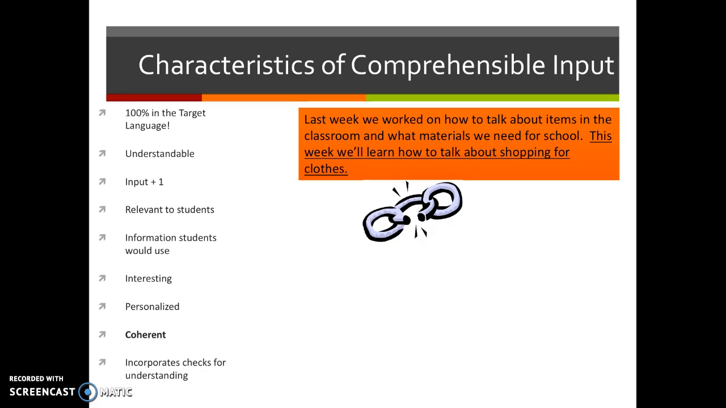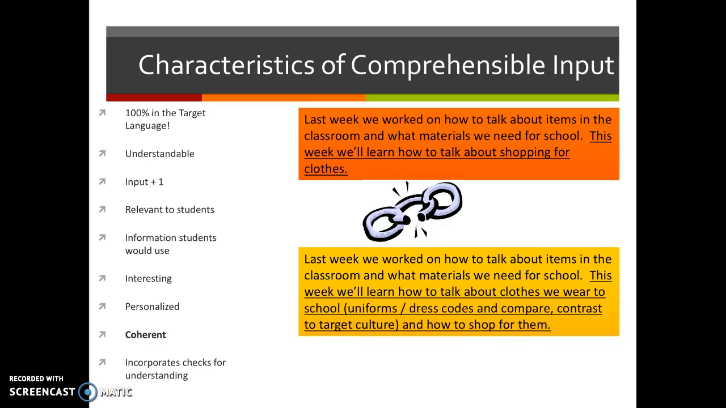Here's a better way to provide coherency among chapters. Last week, we worked on how to talk about items in the classroom and what materials we need for school. This week, we'll learn how to talk about clothes we wear to school. Uniforms, dress codes, compare and contrast them to the target culture, and how to shop for them. Now the links in the chain are hooked together. Synapses in the brain are forming for our students.